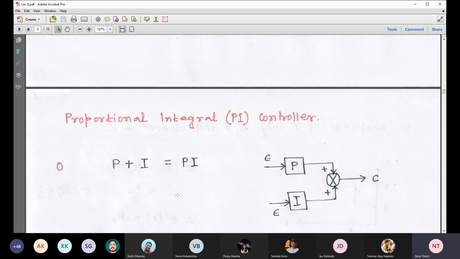This is the proportional and integral controller. Fine. The name suggests it includes basically two control actions. One is proportional action, another one is integral action. That's why it is the PI controller. And the block diagram for this PI controller is shown on the right hand side, you see.